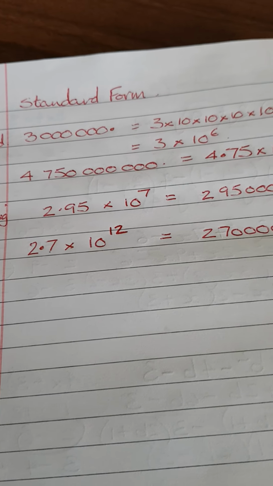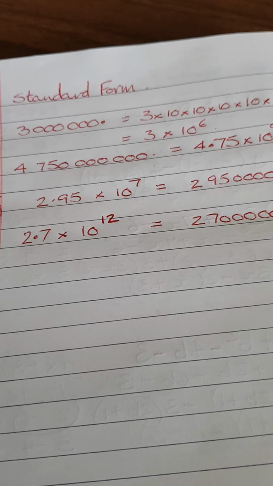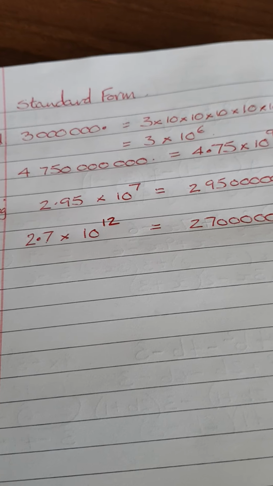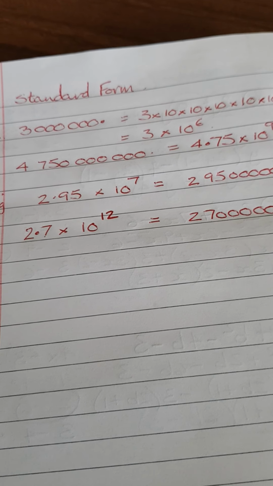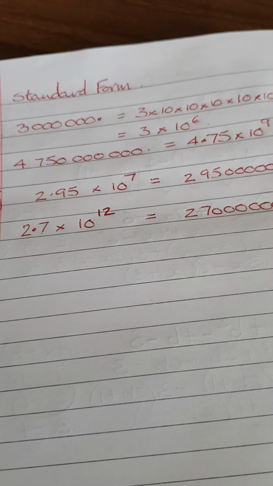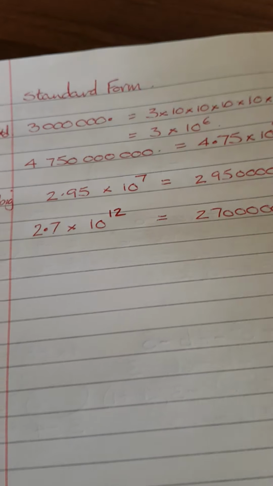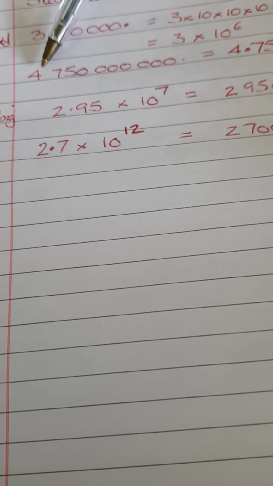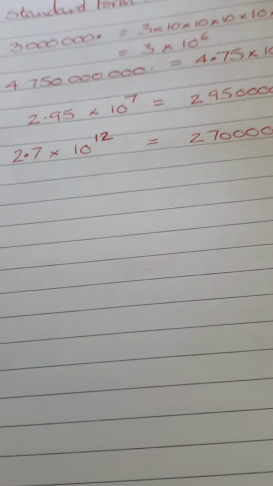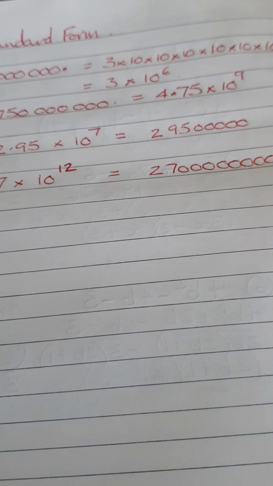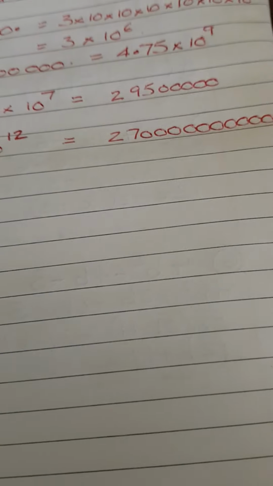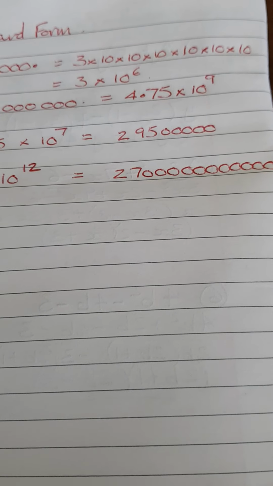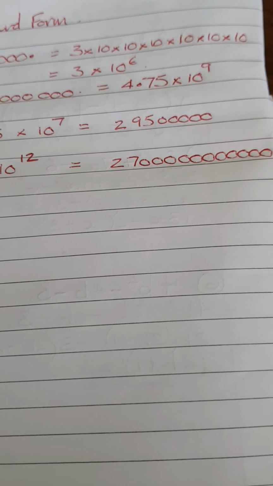Similarly, if we think about 4,750 million, again another very big number, that's a 4 followed by a 7 followed by a 5 and then a series of zeros. To go from here up to here, I have to move the decimal point 9 spaces over to the left. So that becomes 4.75, my number between 1 and 10, times 10 to the power of the 9 spaces that I moved.